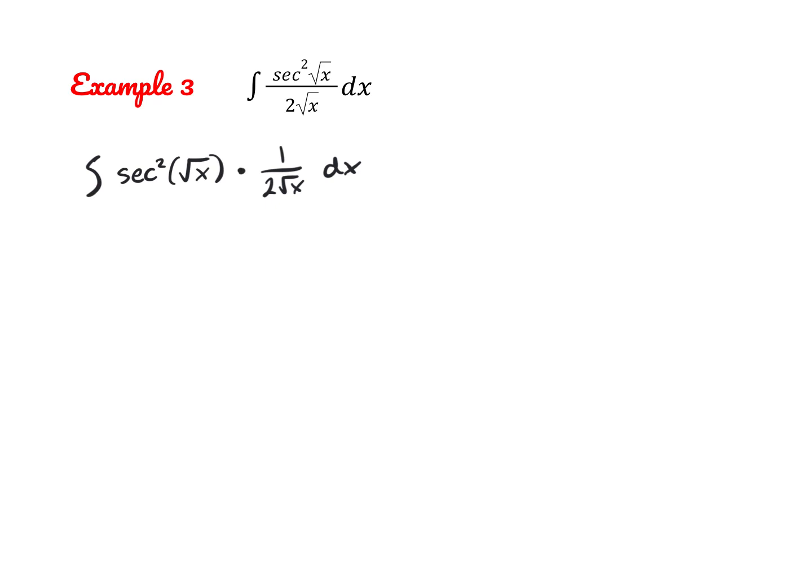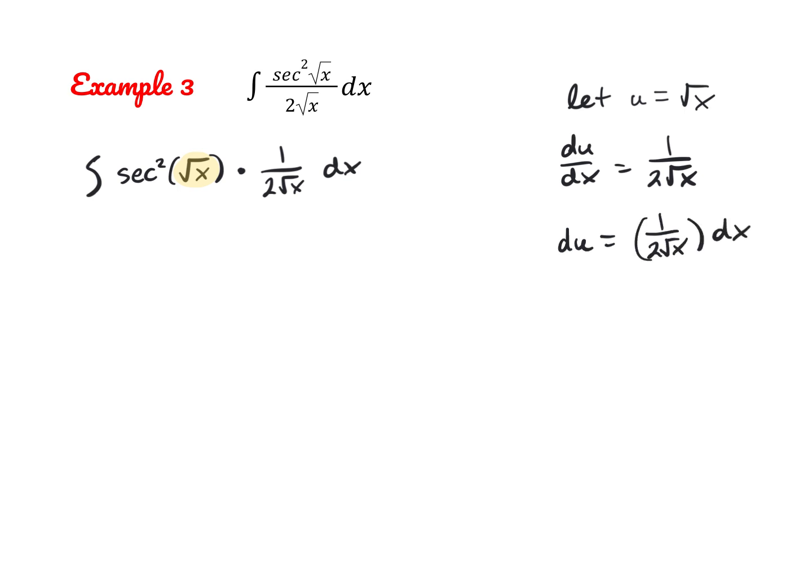So here we can look at the different parts and say, let me try setting maybe this equal to u and see what happens. So let u equal the square root of x. So du/dx will be 1 over 2 root x, which we can see right here is another factor, so that's good. And then we'll solve for du, so we can make our substitution. dx. So all of this is going to be replaced with du, and then that inner part of our secant squared is going to be replaced with u. So now we have secant squared of u, and then du.